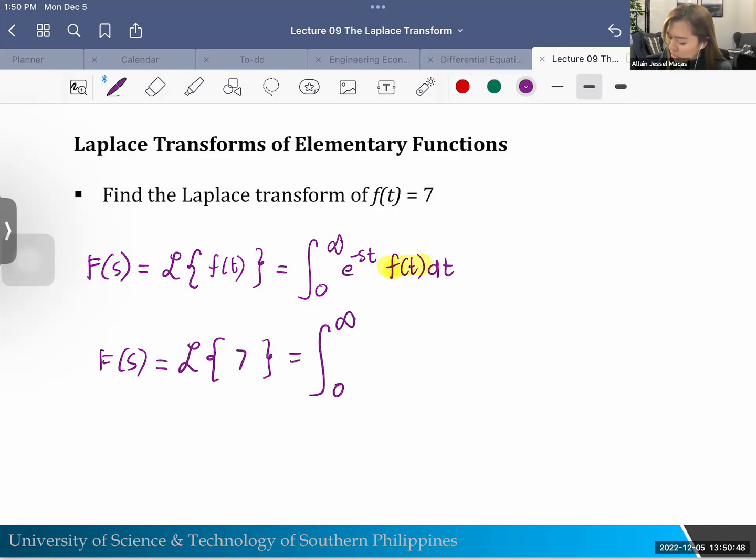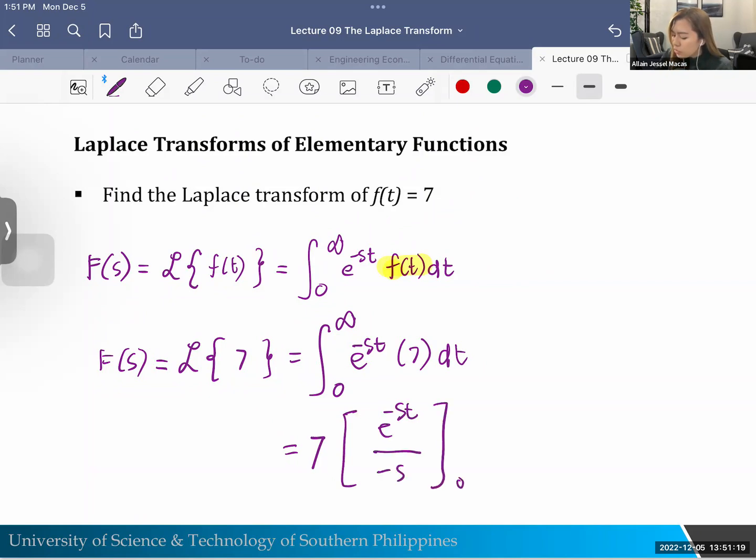So we have the integral from 0 to infinity, again copying e to the negative st, and ours becomes 7. Okay? Next, what now? Remember that our 7 here, class, is a constant, so we can take it out. Right? So do you agree that the integral is just equal to 7 times e to the negative st over negative s, from 0 to infinity? Correct?